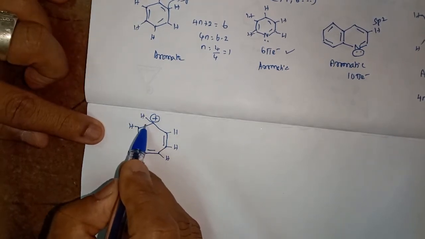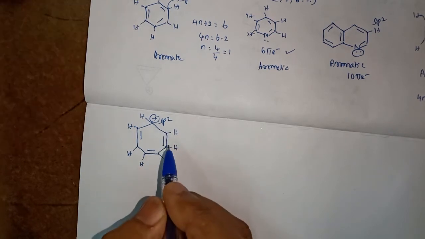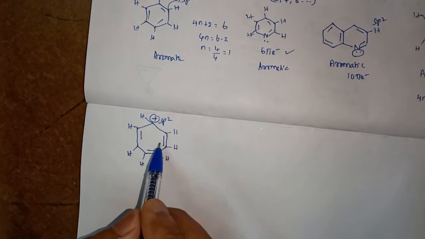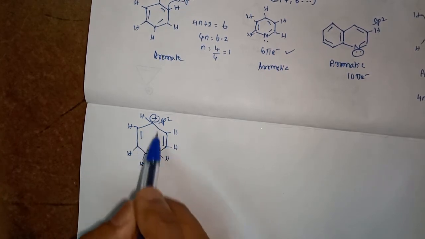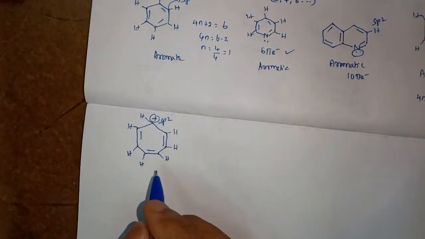So how many sigma bonds? 1, 2, 3. So it is sp2 hybridization. Here sp2, all these are sp2. So the second condition it obeys. Third, conjugation. Yes, conjugation is there. So single bond, here double bond is there. Here the plus moves, so conjugation is there, right?